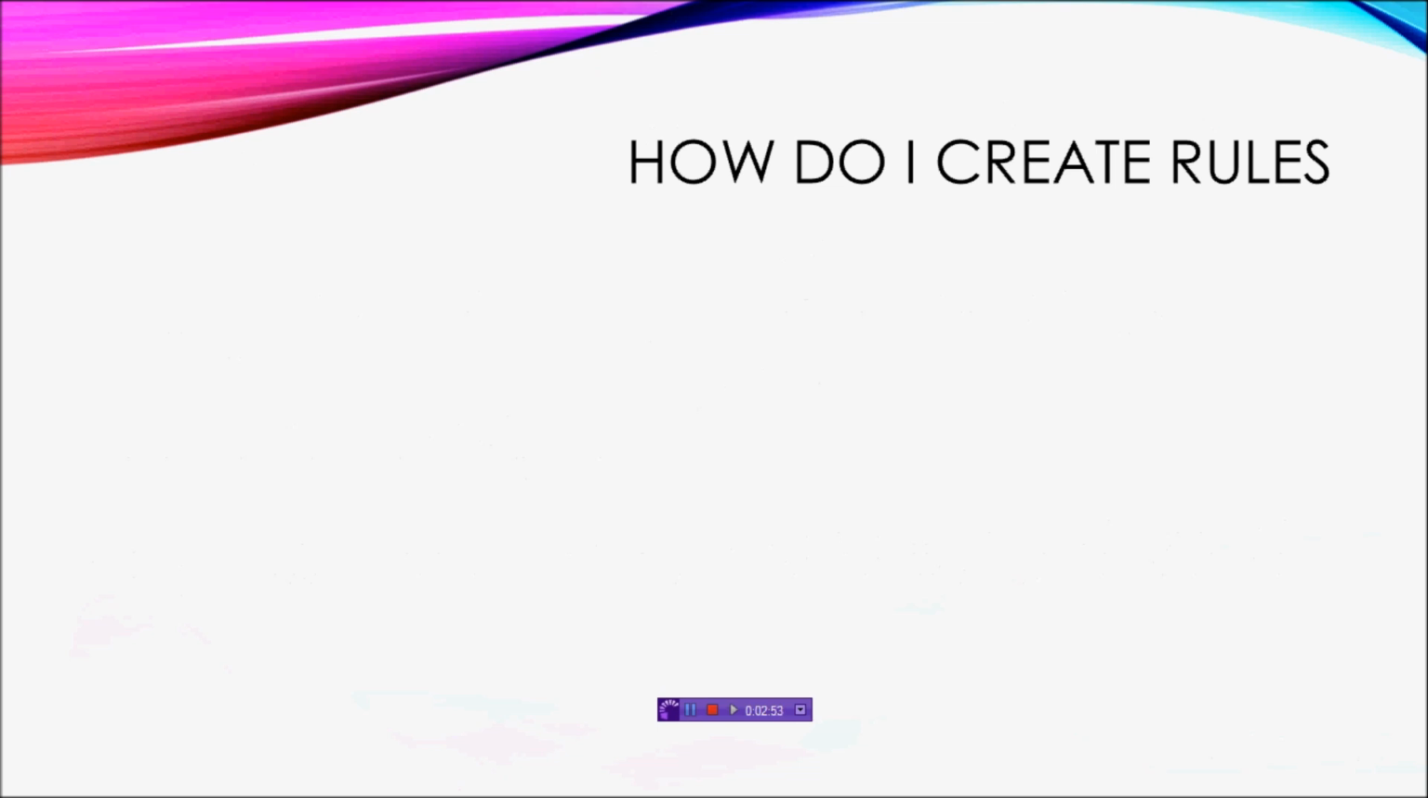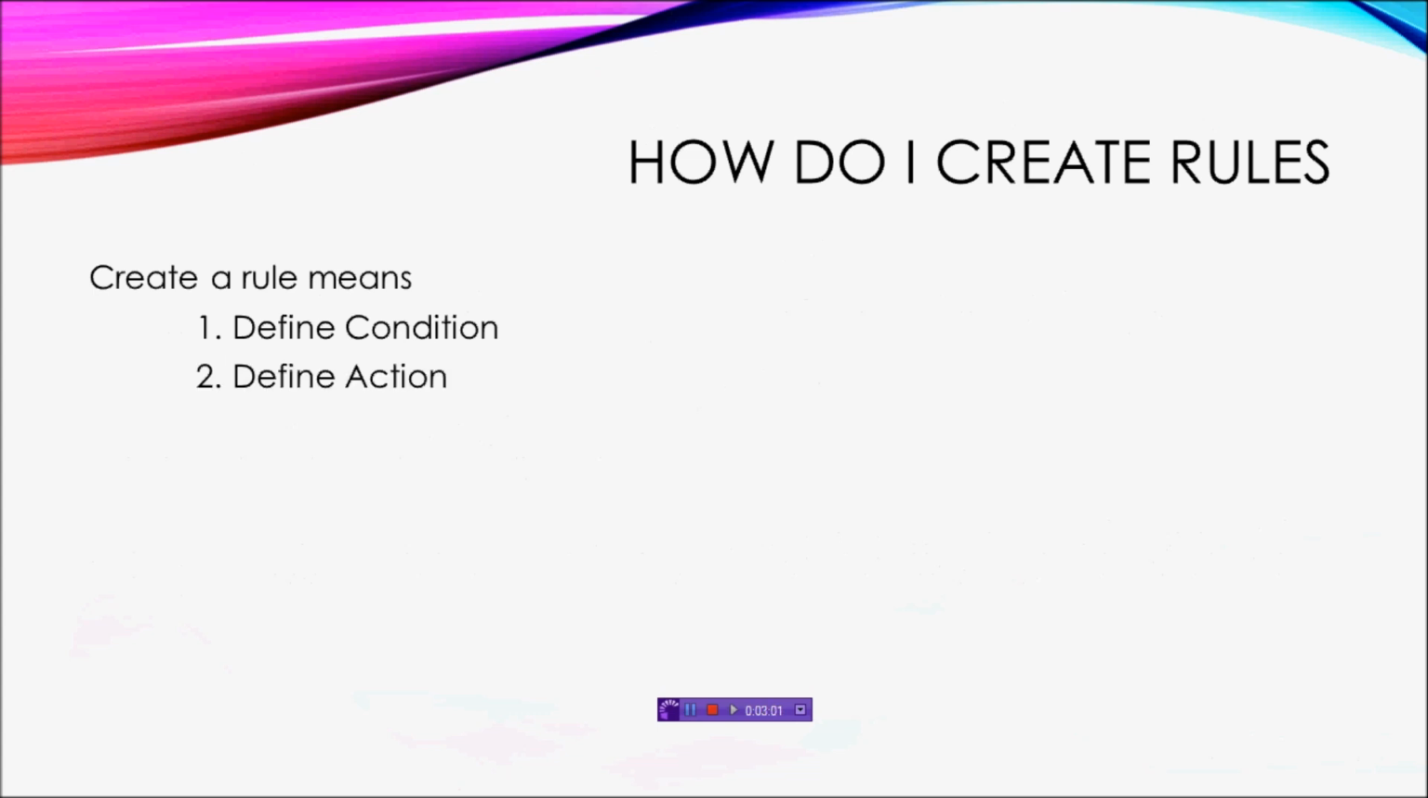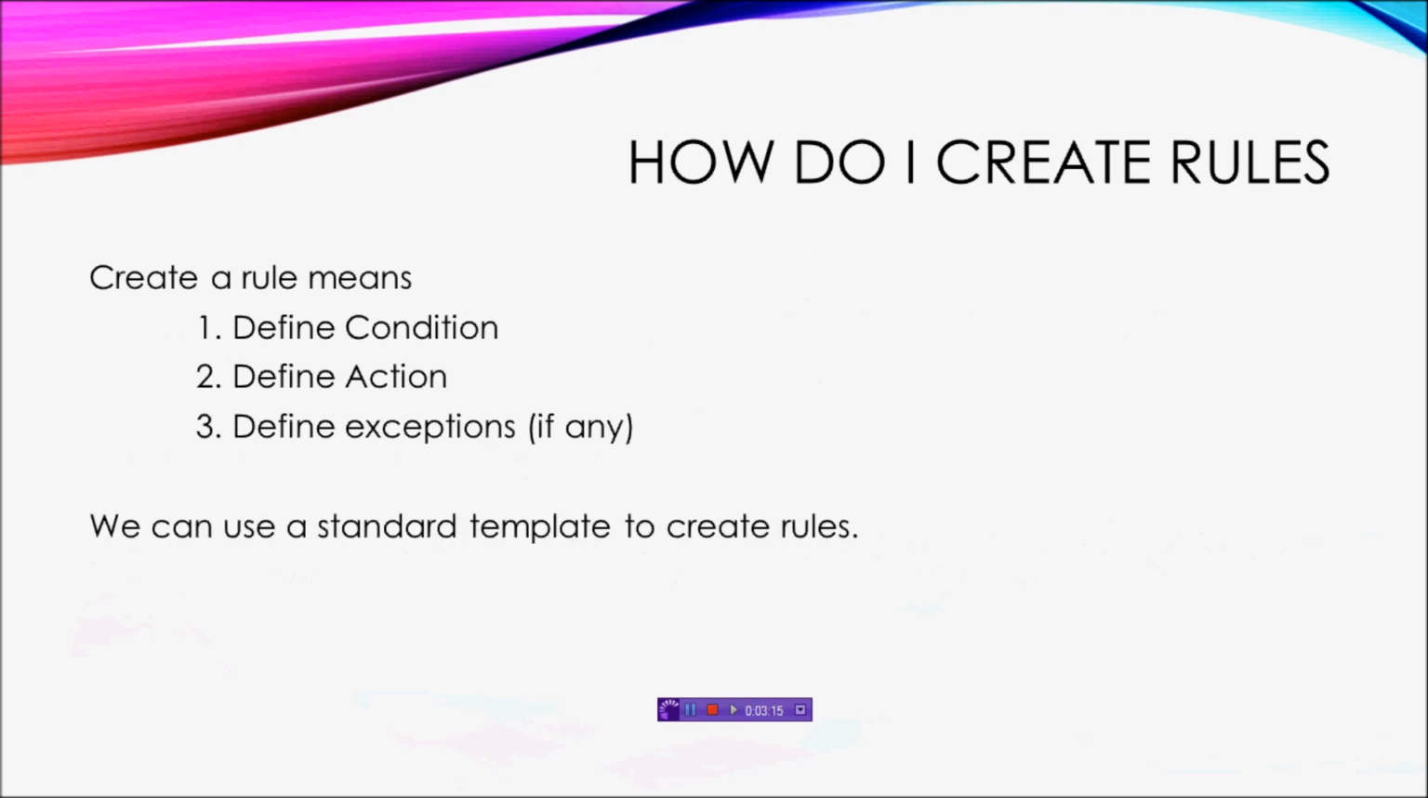Let's see how we create rules. To create a rule, we need to define one condition. We define the actions and we define the exceptions. This is optional. If we have any exceptions, then we can define them. Otherwise, with the condition and action, we can create one rule. We'll be seeing them in a few minutes in the lab session.